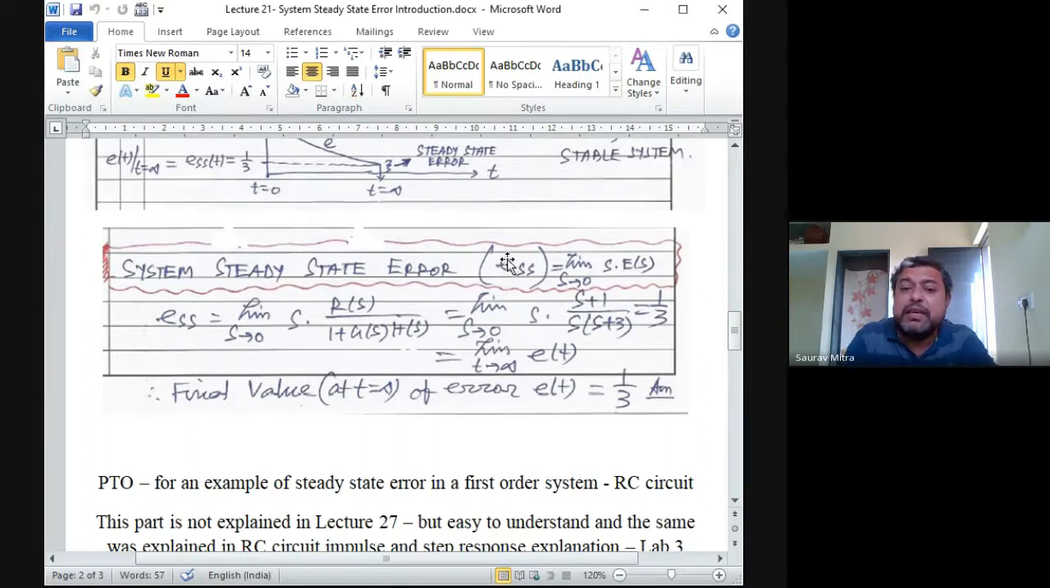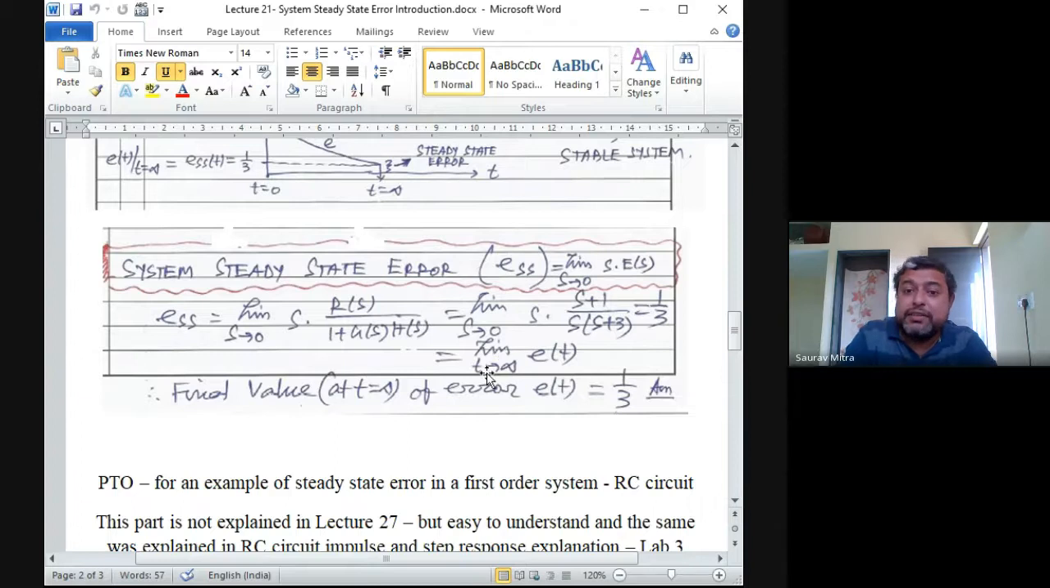Okay, so this ess actually, suffix, e बड़ा रहता है उसके नीचे ss bracket में t. ess(t) is equal to limit t tends to infinity e(t). This is the steady state error formula in time domain. What is the steady state error formula in Laplace domain? Limit s tends to 0, s into E(s).